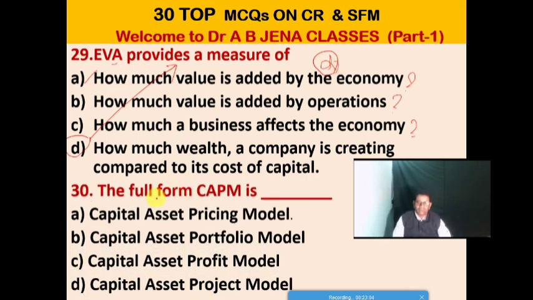Last but not the least, an easy MCQ. The full form of CAPM is what? I mean, CAPM stands for what? A, capital asset pricing model; B, capital asset portfolio model; C, capital asset profit model; D, capital asset project model. Friends, A is the right option for this MCQ. C stands for capital, A stands for asset, P stands for pricing, M stands for model. So the full form of CAPM is capital asset pricing model.